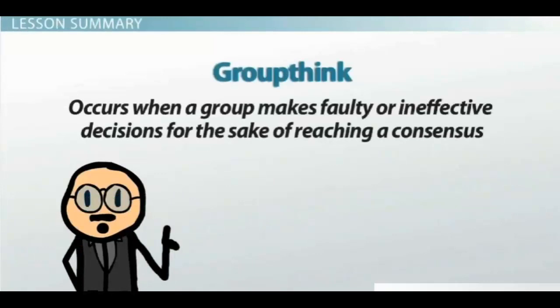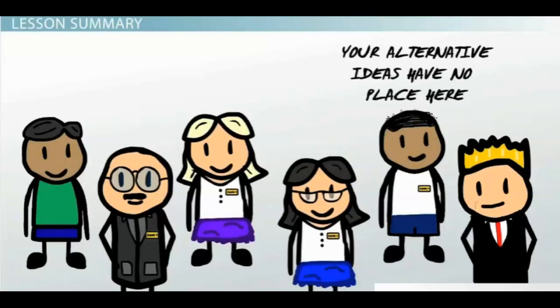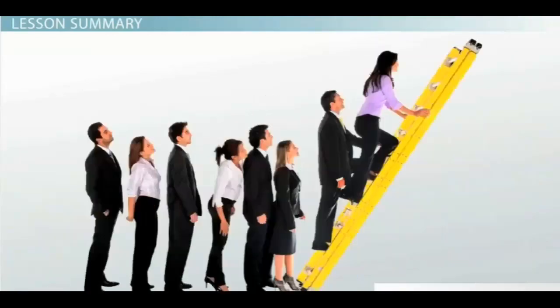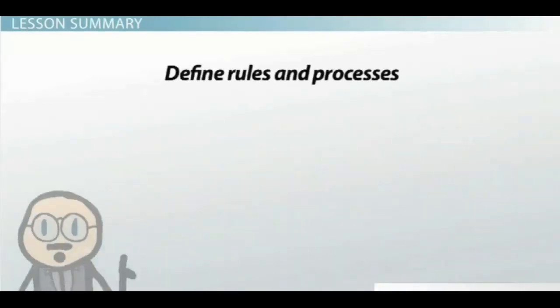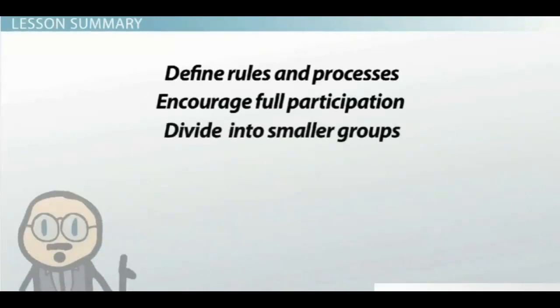Let's review. Groupthink occurs when a group makes faulty or ineffective decisions for the sake of reaching a consensus. Groups affected by groupthink will disregard realistic alternatives and typically choose more illogical approaches in an effort to maintain harmony within the group. As a result, the outcomes of decisions shaped by groupthink have a low probability of success. However, there are some preventative measures that can be taken to reduce the chances of groupthink.